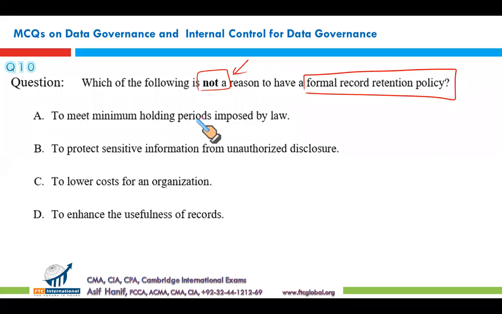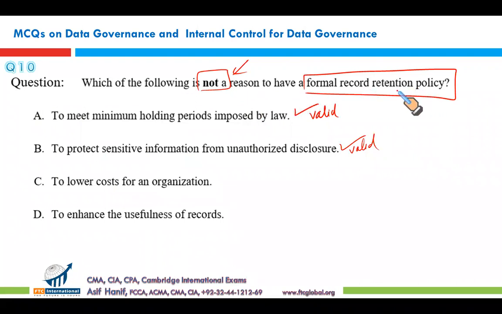To meet the minimum holding periods imposed by law, this is a valid reason why we hold records for a certain period of time. To protect sensitive information from unauthorized disclosure, that's why we keep it safe. This is a valid reason to retain. To lower the cost for an organization to keep it somewhere else. So which of the following is not a reason to have a formal record retention policy?